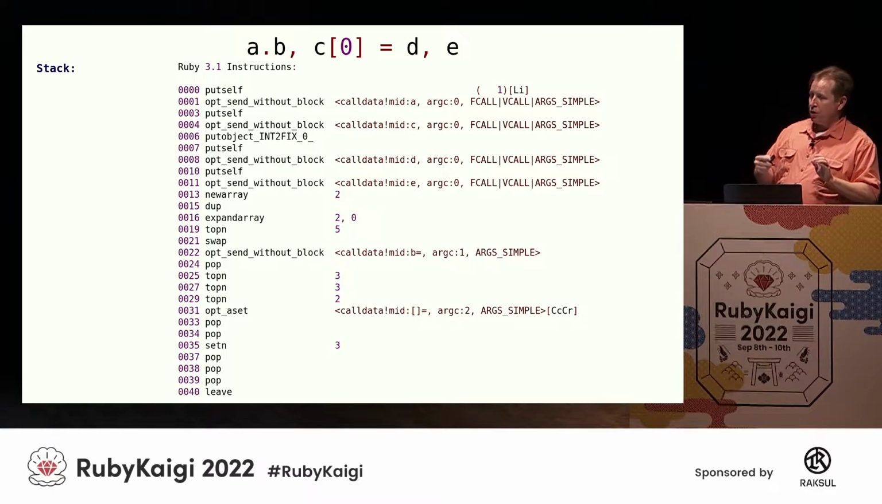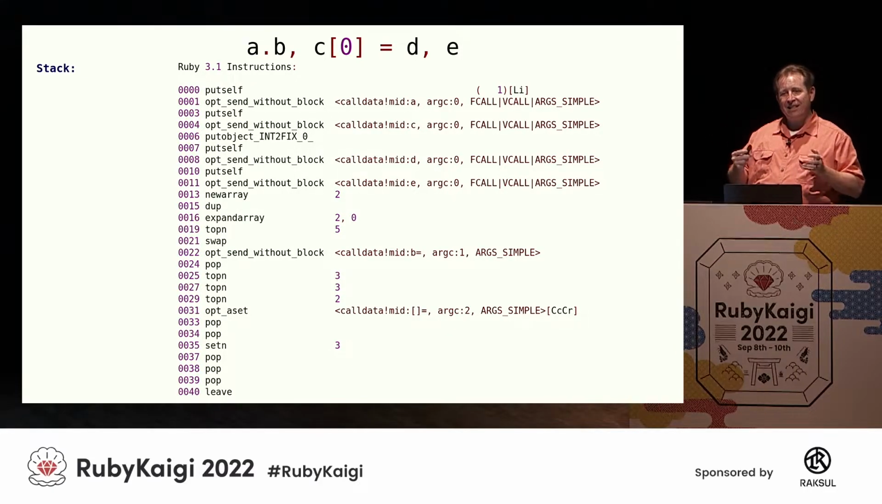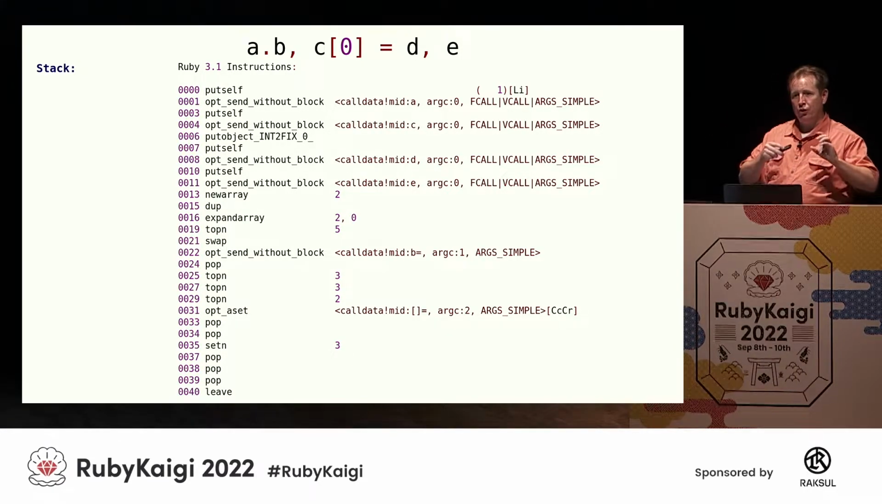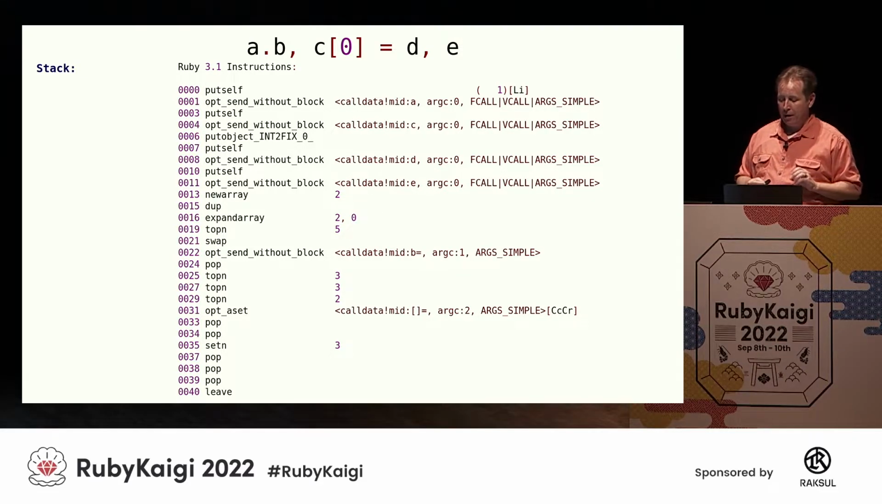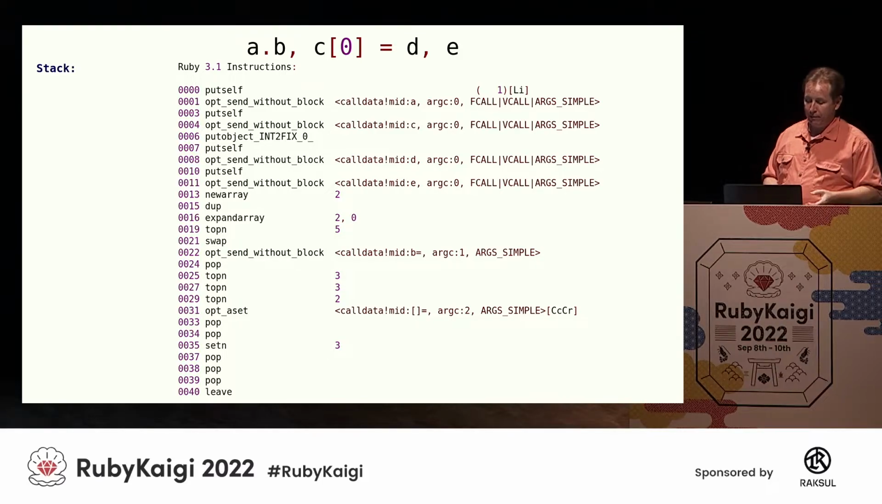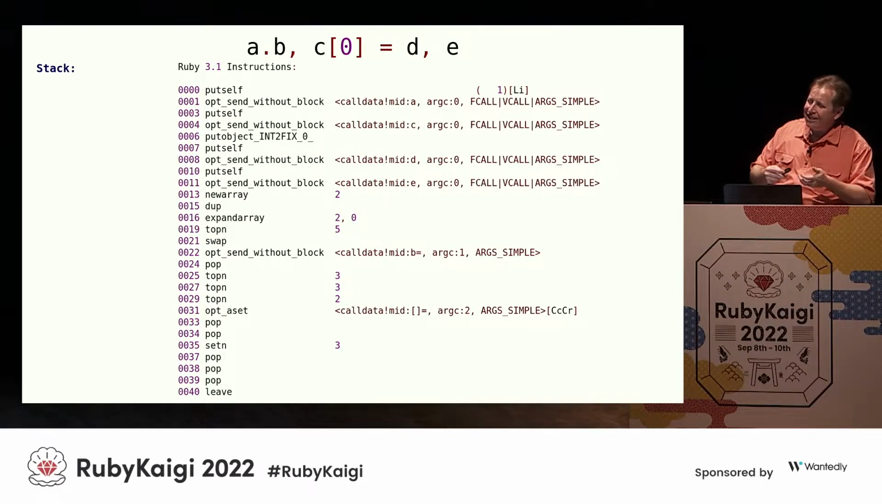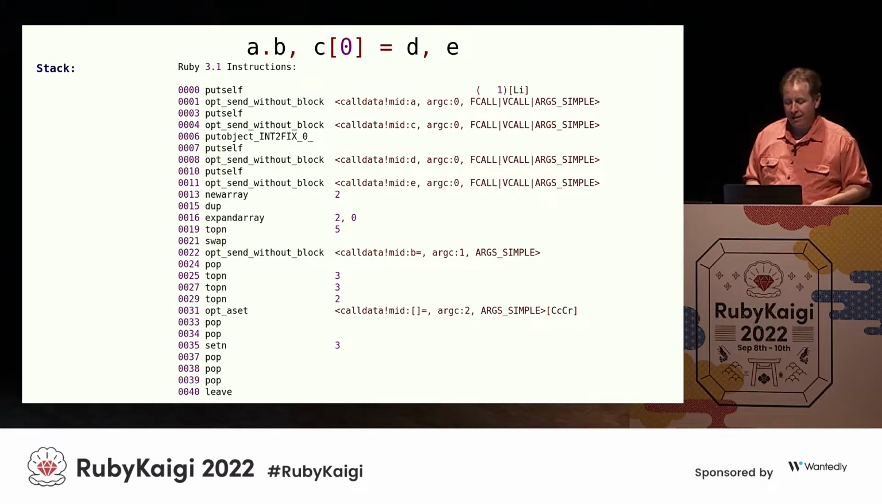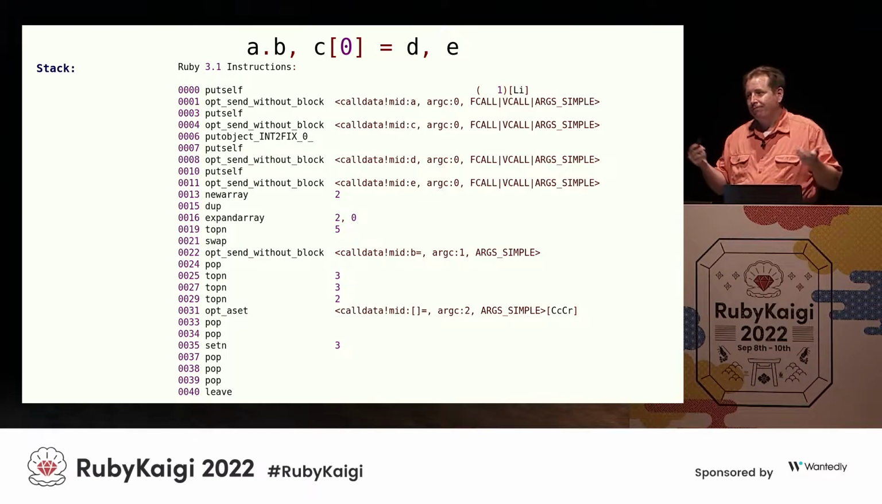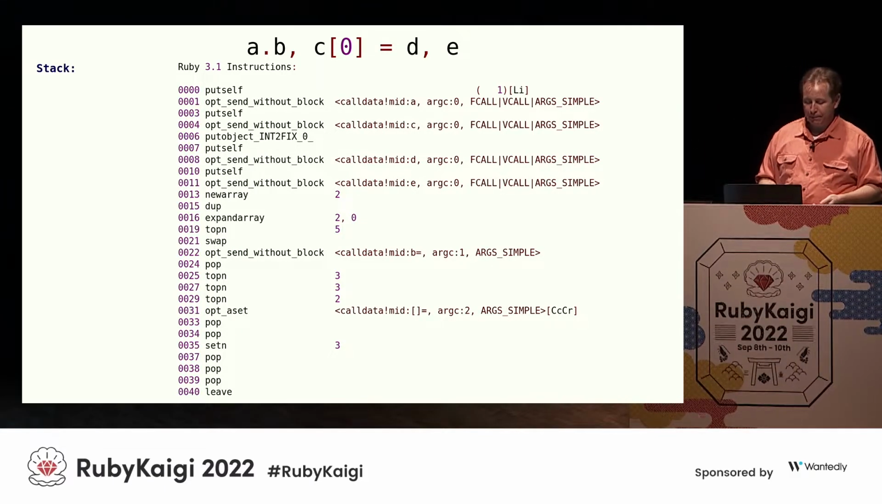So in Ruby 3.0, this code resulted in 6 stack management instructions, such as dupe, pop, and topn. On Ruby 3.1, there are 13 stack management instructions. And as you might expect, due to this, multiple assignment with attribute and element assignment is slightly slower in Ruby 3.1 than in 3.0, such as the cost of correctness.